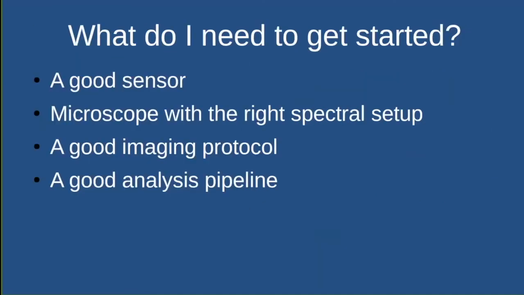Hopefully I've convinced you that biosensors can offer a lot when compared to traditional transcriptional reporters. But really, I imagine there's a lot of people in the audience who are interested in getting started with biosensors. And to do that, I think you really need four things. You need a good sensor, an appropriate microscope, a good protocol, and a good analysis pipeline. And I'm going to briefly talk about all of them so that you can think about the important things if you do decide that you want to do some biosensor imaging.